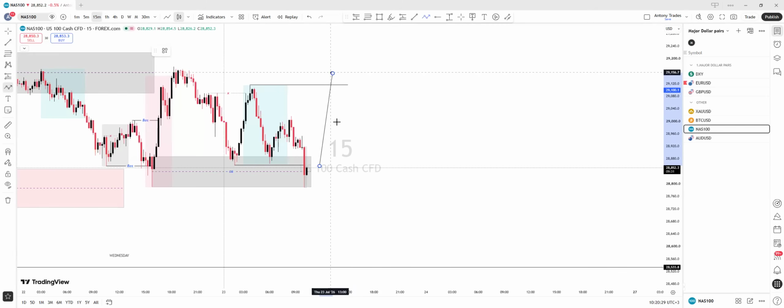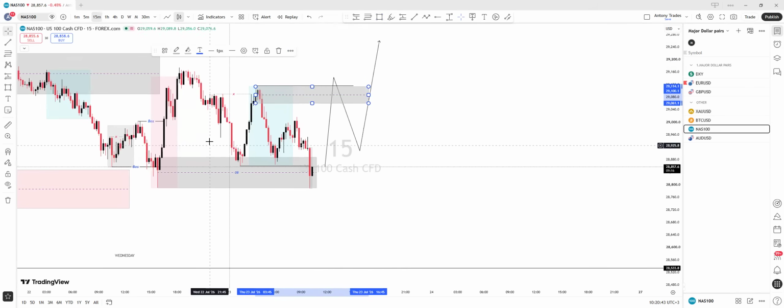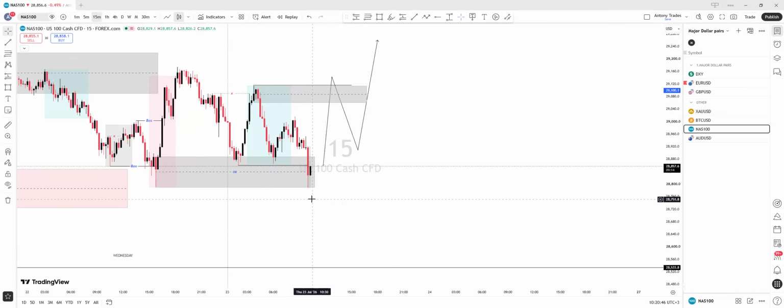So what will I do? I'll join with the pullback if the time will allow me to do that. I'll wait for a pullback and look for my entries to the upside. As simple as that. Because I know the market can come to this supply zone. Do you see this supply? Because of this internal break, the market can come to this supply and sell.